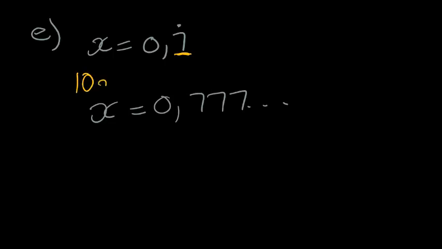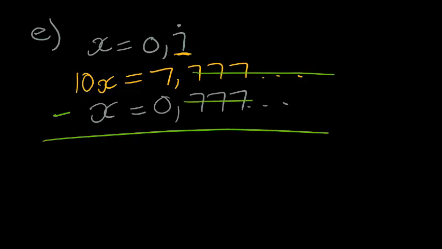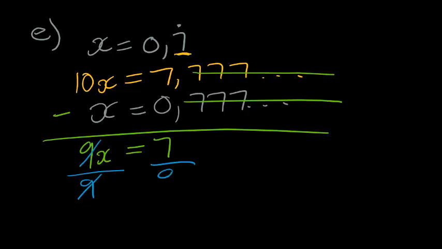Question E, x equals 0.7 recurring, which means x equals 0.777 until infinity. I have one decimal place, so I have 10x. 10x is equal to 7.777 until infinity. These numbers cancel out when I subtract, so everything behind the 0 cancels out. I have 7 on the right, and that equals 9x. Next, I divide by 9 to get rid of the 9 on the x. I want x alone. Divide by 9 on the other side, so x is equal to 7 over 9. Final answer.